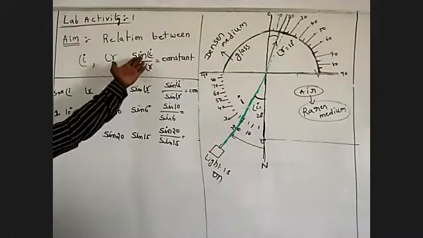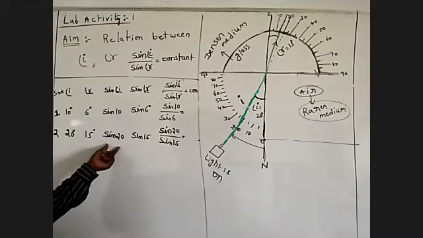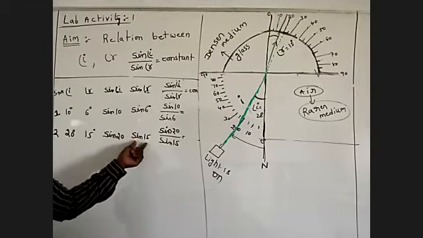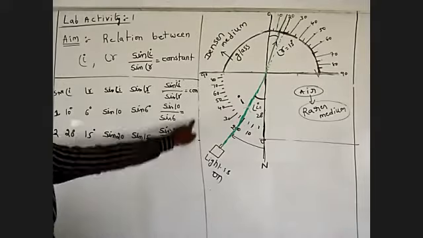Now this is another relation: sine of angle of I by sine of angle of R is constant. I'm showing you this value.